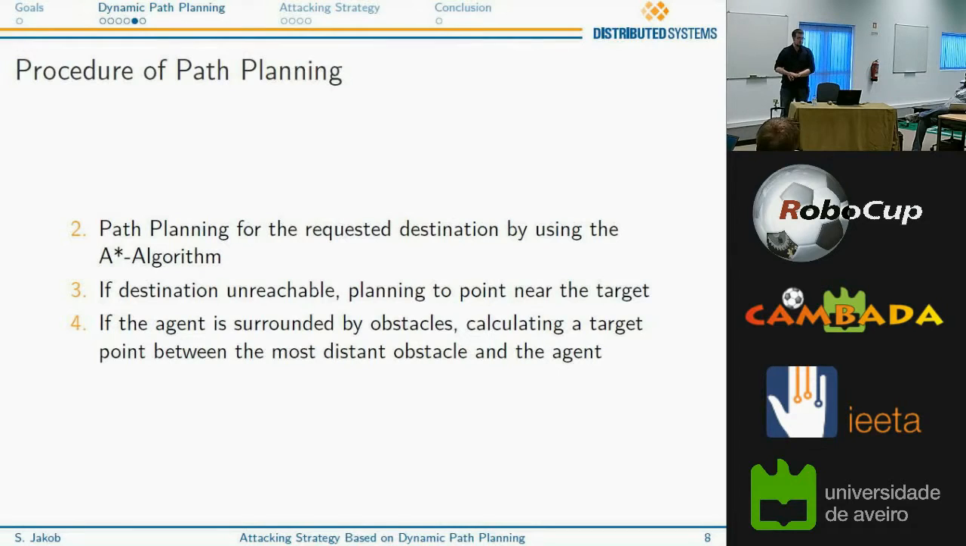If the A-star algorithm doesn't find a target, we calculate a new target next to the old one, so we can at least drive in the direction. The fourth step is a special situation.